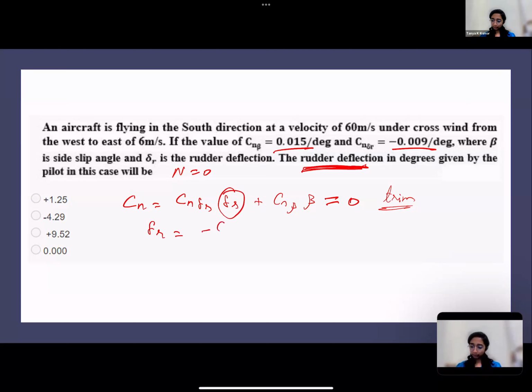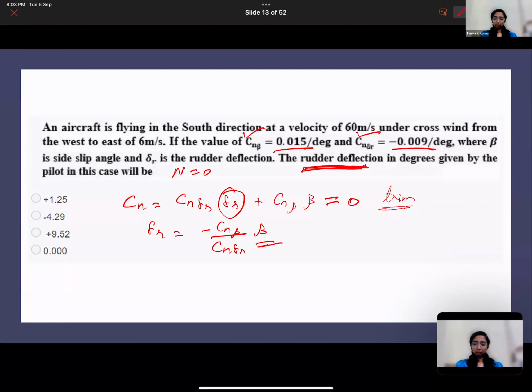It will be minus Cn beta by Cn delta R into beta. Cn beta, you have. Cn delta R, you have. What you don't have is beta. Can you try and find out beta? I'll give you some time to do that. Just like the previous question, try to find beta. It's just like the previous question.